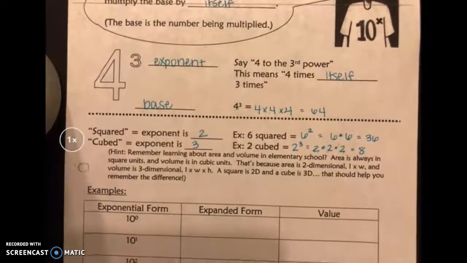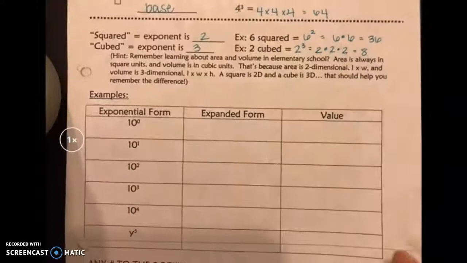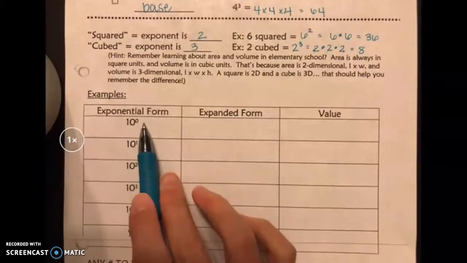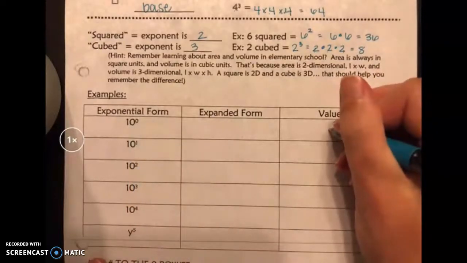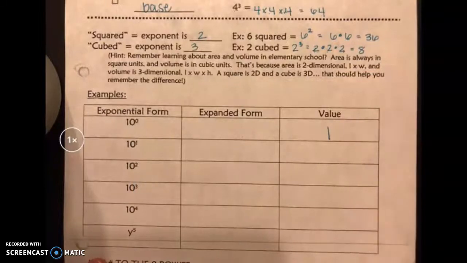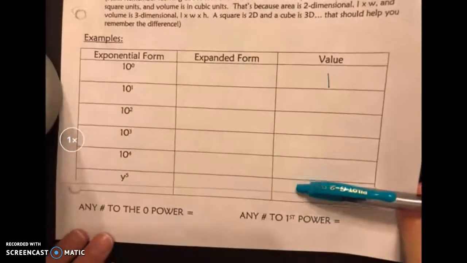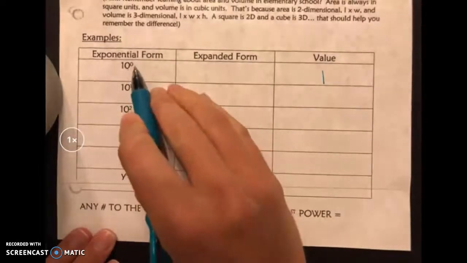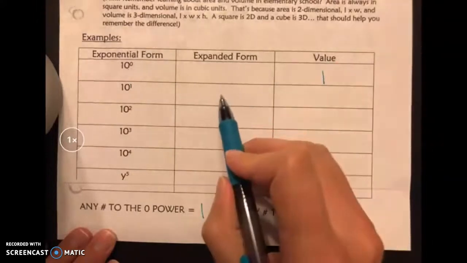All right, so let's start working with these a little bit farther. Let's write it in exponential form. That means when it's written with our base and our exponent. So 10 raised to the 0. Well, we're not really multiplying anything, are we? No. So our value is going to be 1. Now this is going to be a little bit funky. You know how sometimes we give you rules and say, guys, it is what it is? Any number to the 0 power is always 1. There's really not an expanded form for it because we're not multiplying anything.